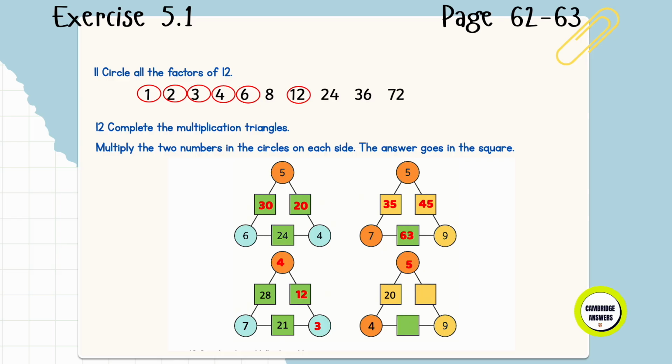Now, let's fill in the other boxes. 5 times 9 is 45, right square. 4 times 9 is 36, bottom square. All done. And that's how you solve multiplication triangles. Just use the clues, think about what's missing, and fill in each number step by step. You're a real multiplication detective now.